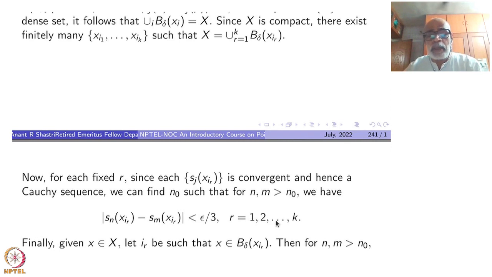Each r equal to 1, 2, 3 up to k will give you n1, n2, nk. You take the maximum as n naught. Then for that, it will be true for all r equal to 1, 2, 3 up to k. Right?